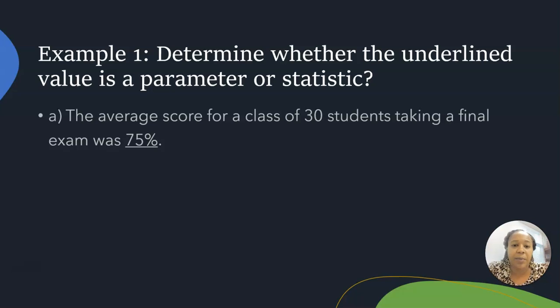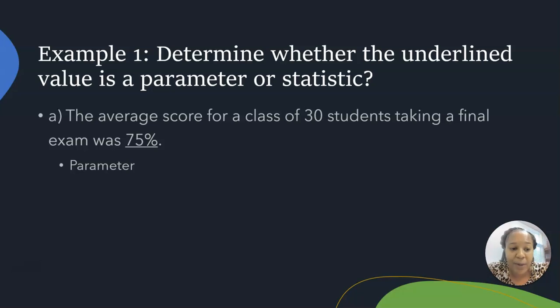So here's an example. Determine whether the underlying value is a parameter or a statistic, okay? So remember, parameter deals with the whole population and statistic deals with the sample. All right. So the average score for a class of 30 students taking a final exam was 75%. So the value is the 75%. Is that a parameter or a statistic? What do you think?